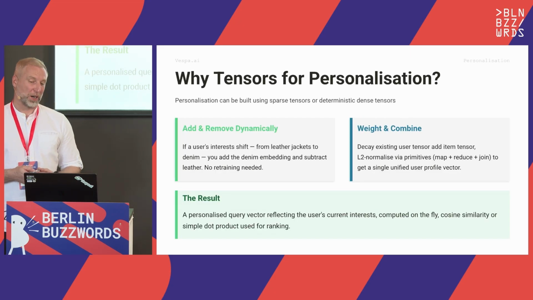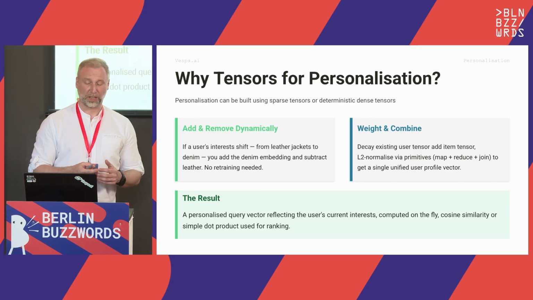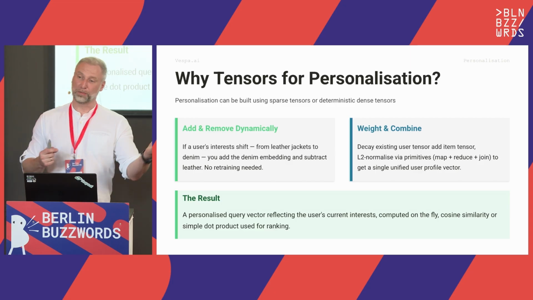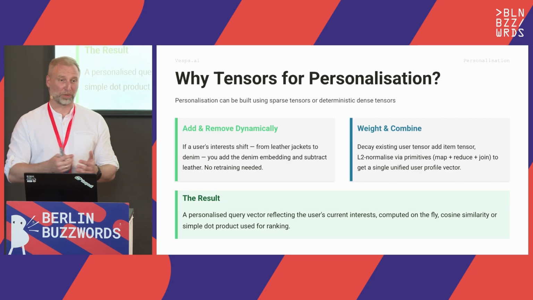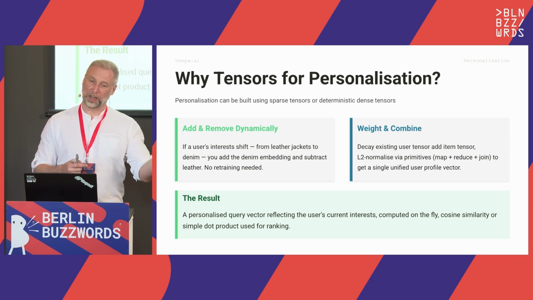And now, why tensors are very good for personalization. So how the personalization is working. When you have items, so a two-tower recommendation system, for example, you have vector representation from the item and from the user.